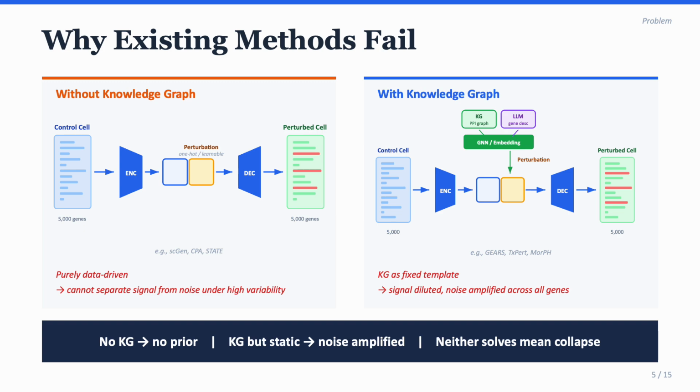On the right, recent methods try to add a knowledge graph to bring external knowledge into the model, but the graph structure is fixed for every perturbation. So whether you are knocking out the TP53 or BRCA1 gene, the model sees the same connections, which may include external noise. So what we need is a knowledge graph that can dynamically adapt to each perturbation, and that's the core idea behind AdaPert.